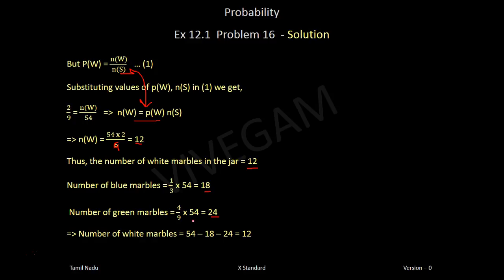Therefore, white marbles will be 54 minus 24 minus 18, because the marbles are either blue or green or white, right? So 54 is the sum of blue plus green plus white marbles. So if you want white, it means the total minus the number of blue marbles minus the number of green marbles. So that is also equal to 12. And you can see this and this are the same. Am I right? So either way, you can do this problem.